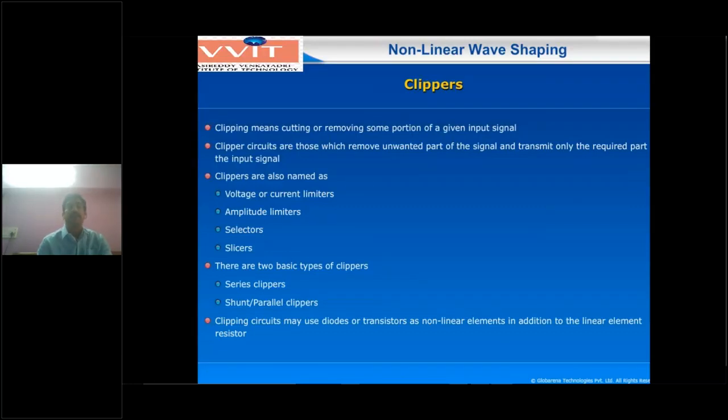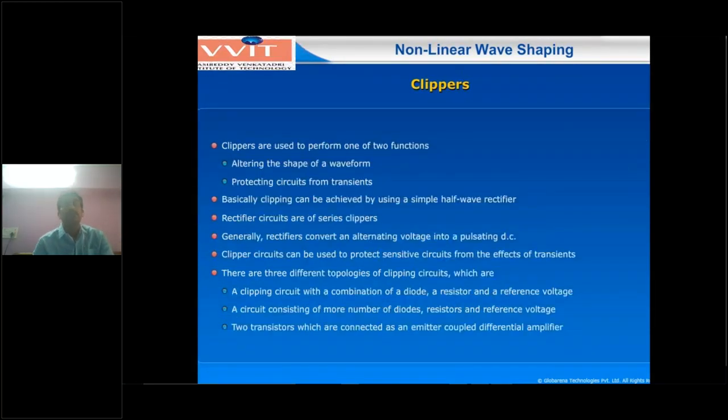Generally, these types of clippers are mainly series clippers and shunt clippers. Whether it is a series clipper or a shunt clipper depends on how the diode is connected between the input and output. Clipping circuits mainly use diodes or transistors as non-linear elements, plus a linear element, the resistor. Clippers perform two operations mainly: altering the shape of the input waveform, or protecting circuits from transient responses.